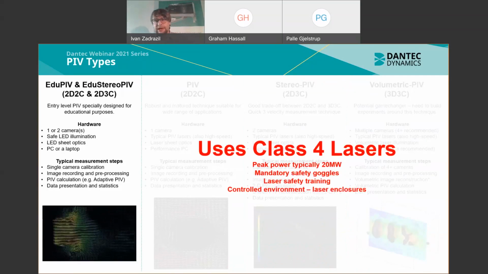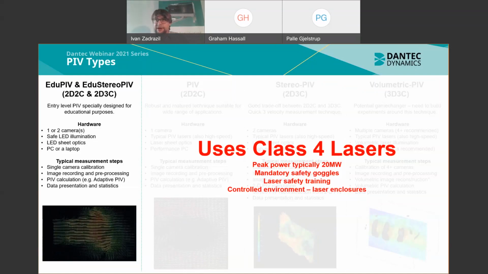The research-grade PIV systems use class 4 lasers. This is the highest class, and as such, there are some safety requirements that need to be met. The reason for this is that since it's a pulsed laser, and the pulse is very short, typically 10 nanoseconds, and typically the energy per pulse is about 200 millijoules, it means that the peak power is up to 200 megawatts. 200 megawatts, which is expelled in 10 nanoseconds.